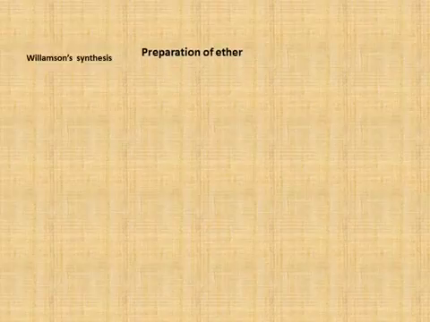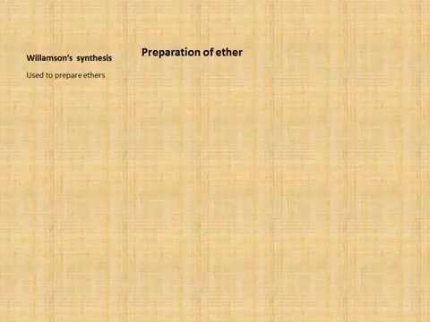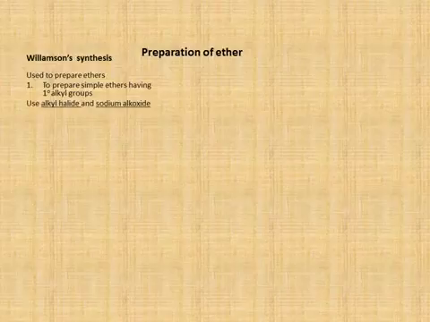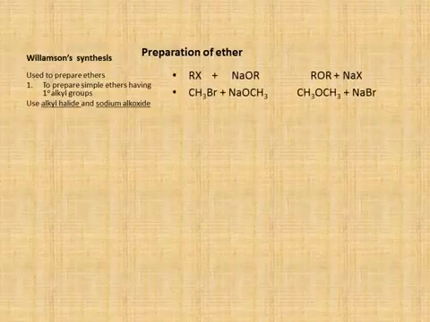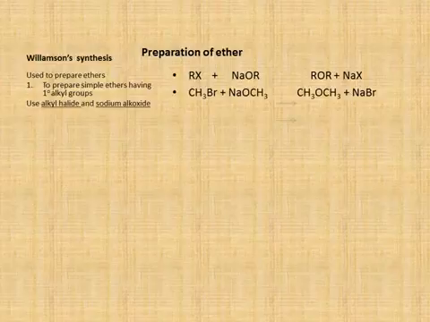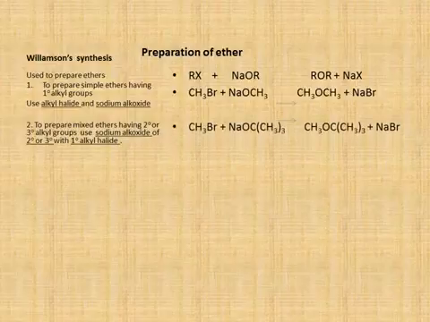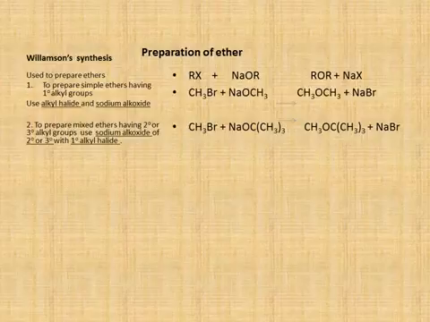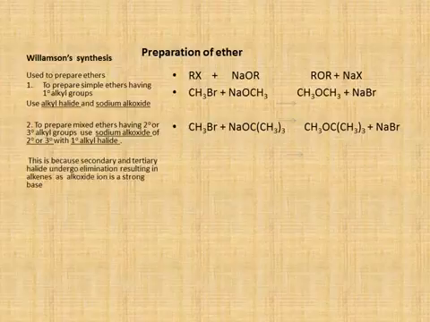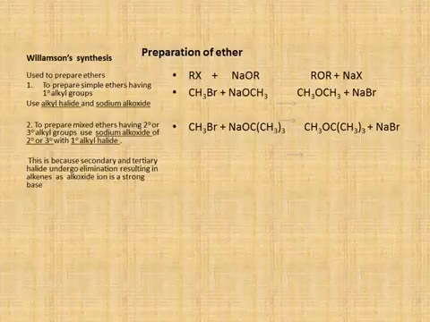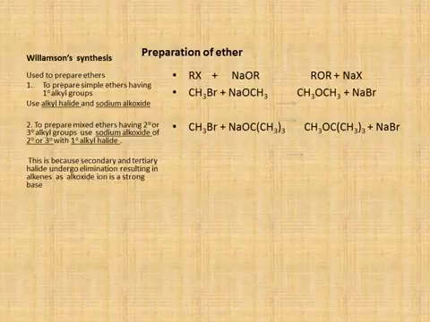Ethers can be prepared by Williamson synthesis. A simple ether can be prepared by using alkyl halide and sodium alkoxide. To prepare mixed ethers, the sodium alkoxide of secondary or tertiary alkyl group is treated with a primary alkyl halide. This is because secondary and tertiary alkyl halides undergo elimination forming alkenes because alkoxide is a strong base.